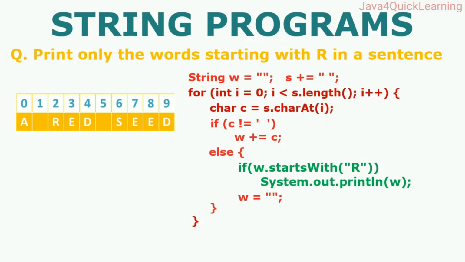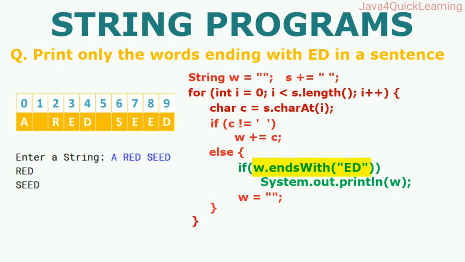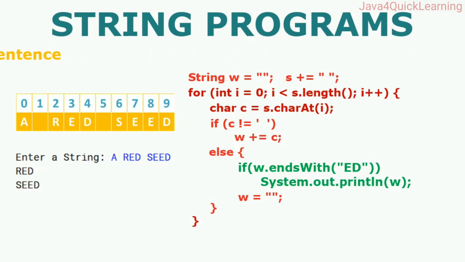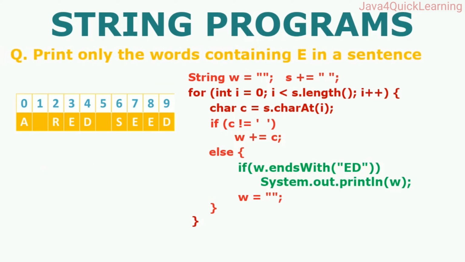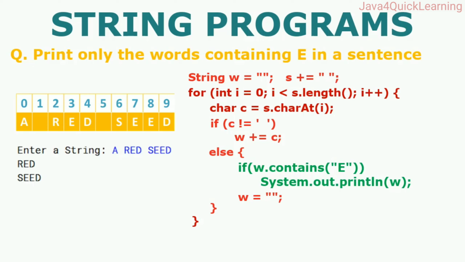You can get multiple variations of the program, like instead of startsWith, it can be ending with a specific string, like print all words ending with ed. So you just need to change the function over here. Or it could be print strings which contain a given character sequence. Let's say print all words which contain letter E. So we can just use the contains function in it. If it is true, it will print the word. Otherwise, it will not print.